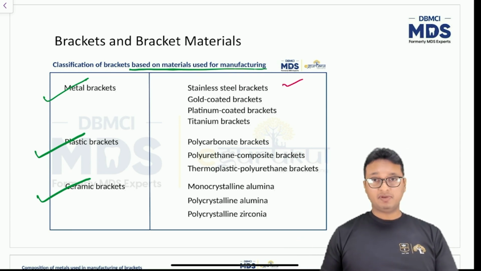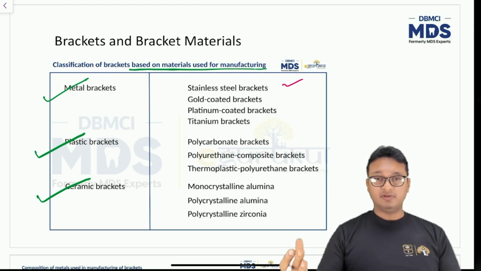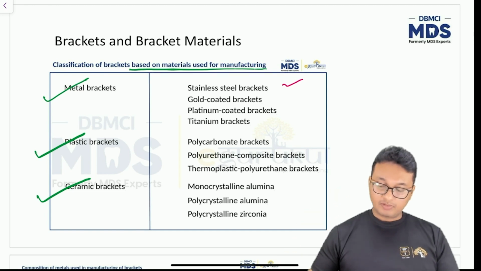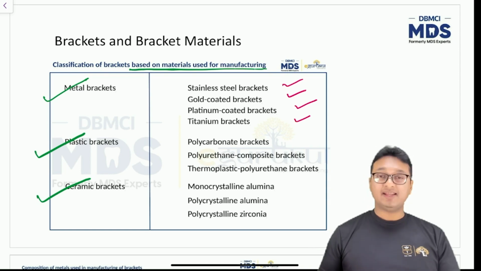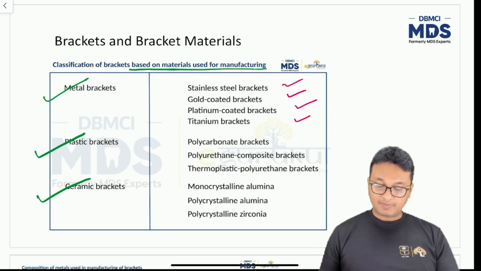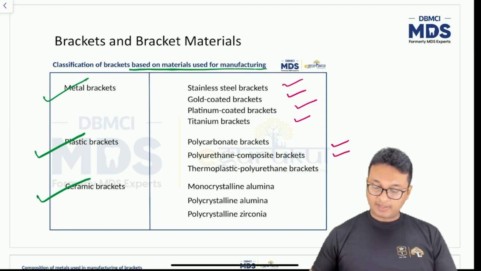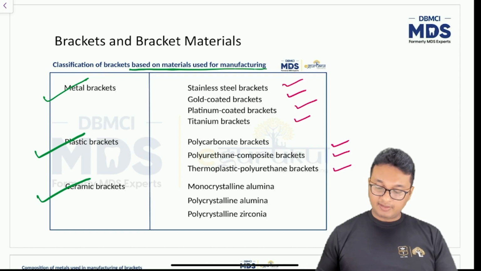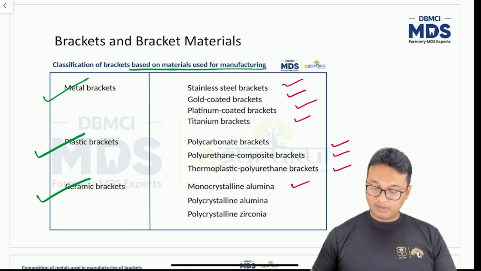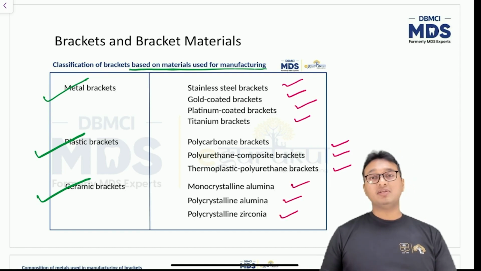Now in metal brackets, we have stainless steel brackets. Stainless steel brackets, why? Because they are made using stainless steel material. Gold coated brackets, platinum coated brackets, and titanium brackets. Then plastic brackets, we have polycarbonate brackets, polyurethane composite brackets, thermoplastic polyurethane brackets. And ceramic brackets, we have monocrystalline alumina, polycrystalline alumina, and polycrystalline zirconia brackets.